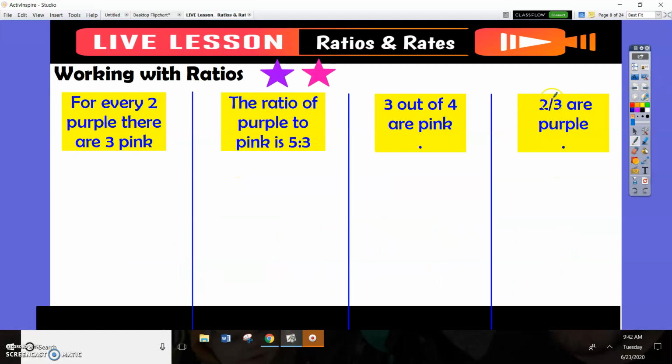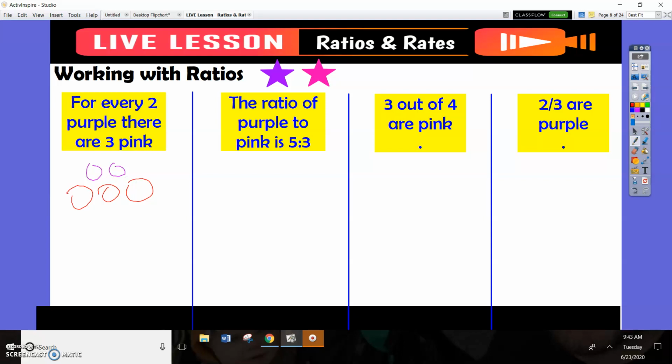All right, let's keep going. So for this one, it says working with ratios. So for every 2 purple, there are 3 pink. So you're going to have to bear with me because I'm kind of limited in my choices here. So I'm going to say for every 2 purple, there are 3 pink. And our pink for this is going to be red because that's the option that we have with our color choices.